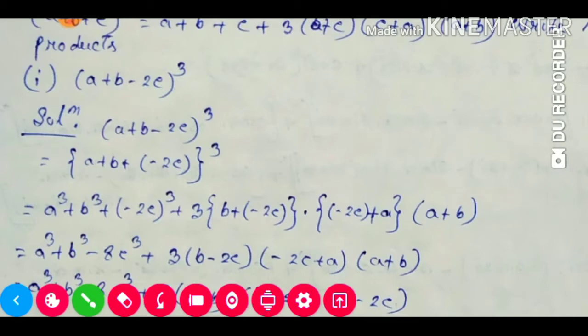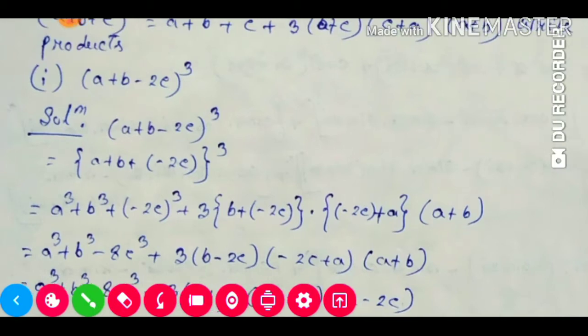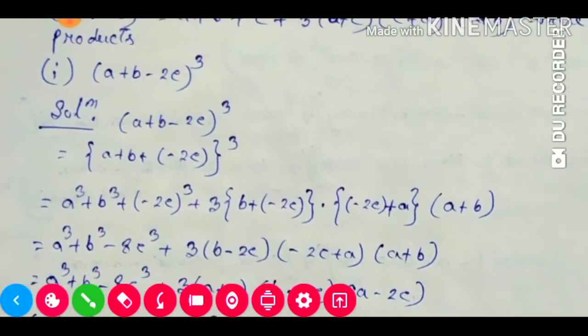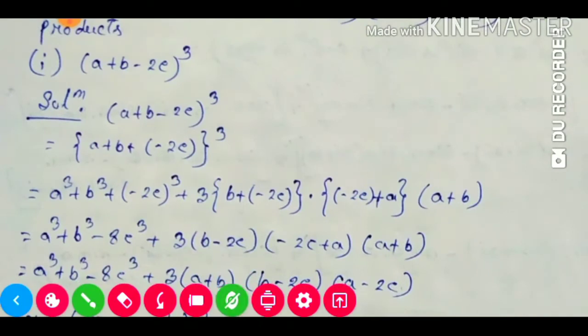Now we apply the formula. So a cube remains the same, plus b cube same to same, then c cube, this one is minus 2c whole cube, plus 3 into (b plus c). So b here is b only, and c is minus 2c, into (c plus a). So c is minus 2c plus a, a only, into (a plus b). So a plus b same to same.